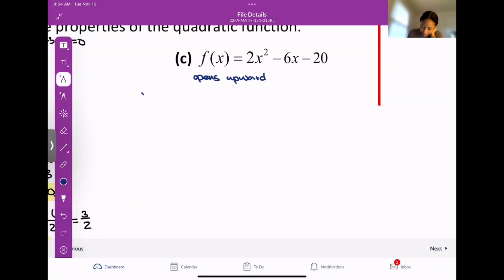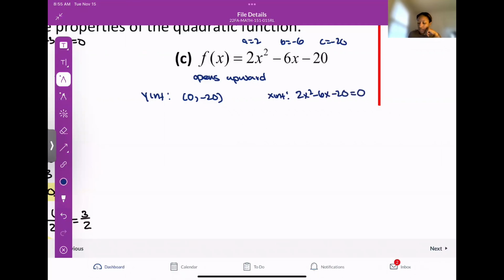The y-intercept is given by C. Let me put it up here. A equals 2, B equals -6, C equals -20. So the y-intercept is (0, -20). Since I have a little bit of space to the right, I'm going to write the x-intercept this way. The x-intercept would be 2x squared minus 6x minus 20 equals 0.